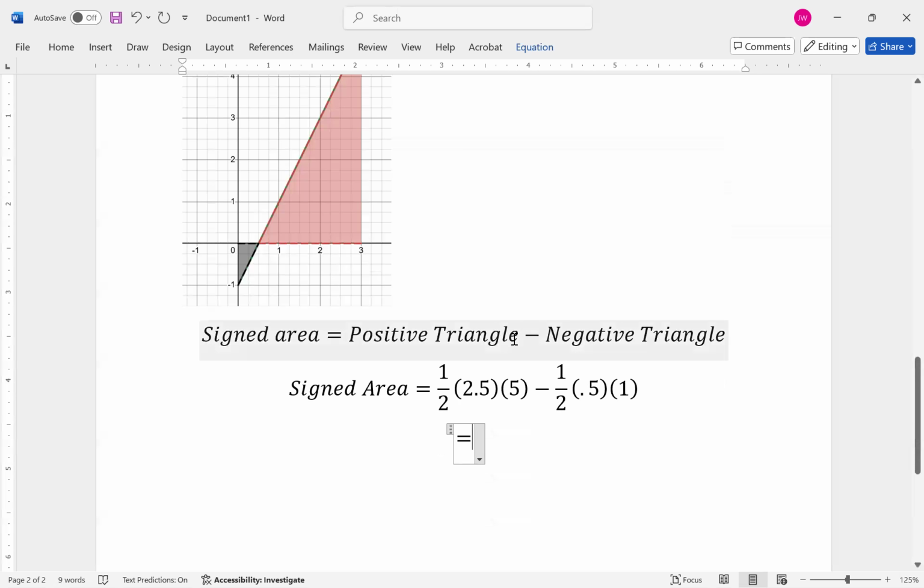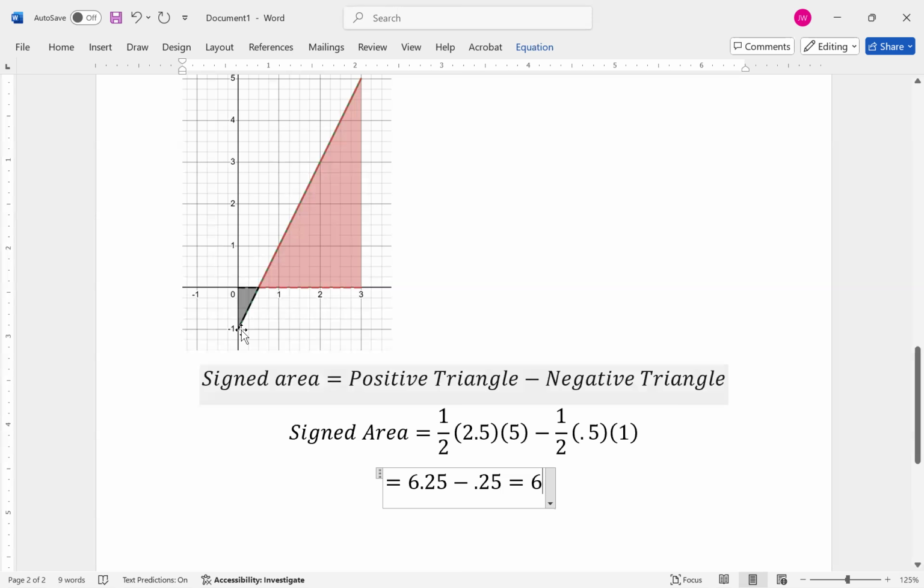So the total signed area there is 6.25 minus 0.25. So the signed area is exactly 6. So that's the calculation of this signed area using geometry. It's just triangle minus triangle in this case.